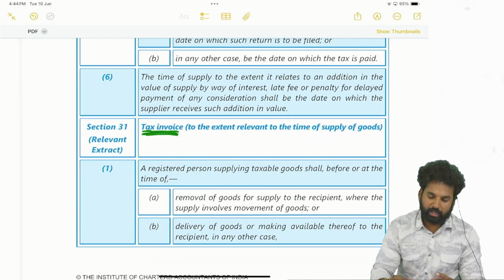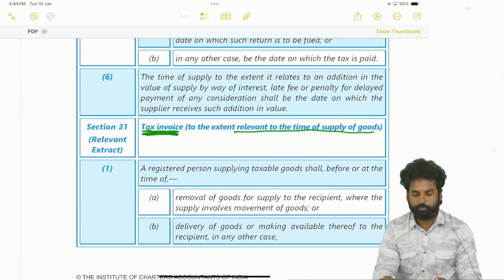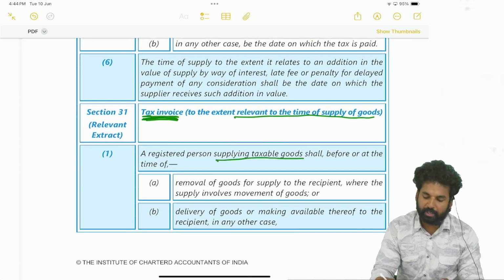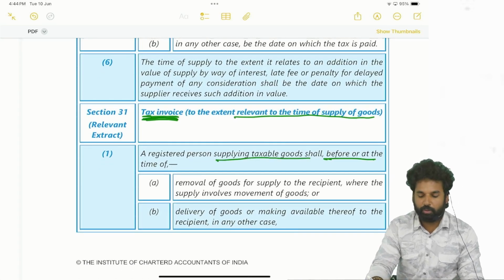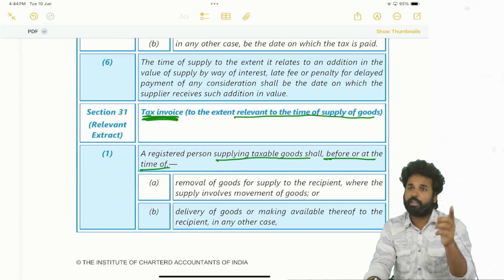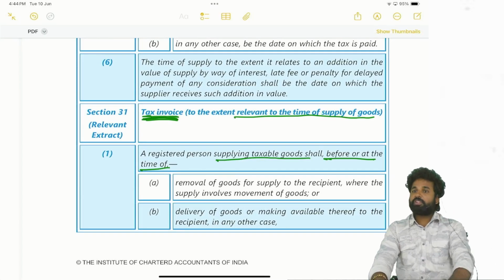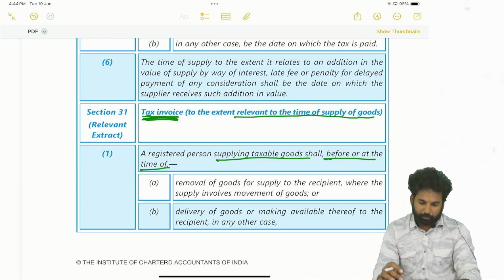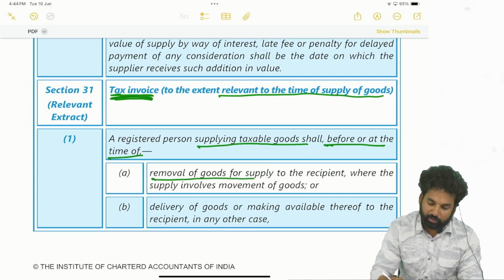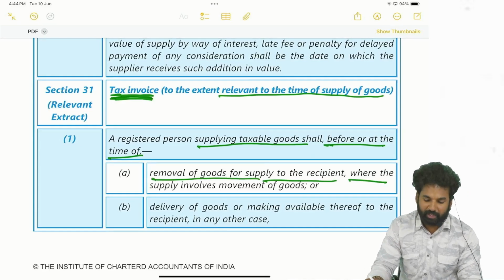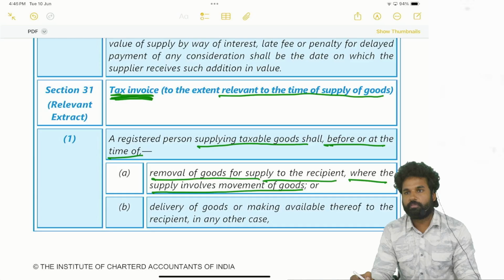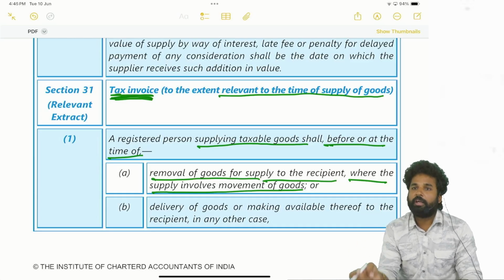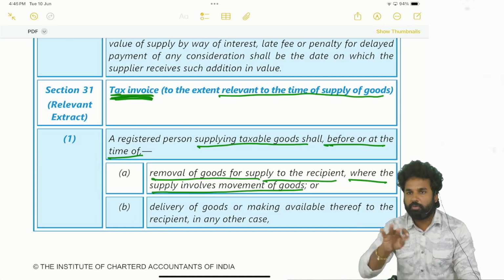Okay, tax invoice to the extent relevant to the time of supply of goods as per section 12 subsection 2. In this, a registered person supplying taxable goods shall, before or at the time of supply, that means before supply only or at the time of supply only, issue the tax invoice. At the time of supply, removal of the goods for supply to the recipient, where the supply involves movement of goods, the invoice shall be issued on or before the date of removal. Removal for what?